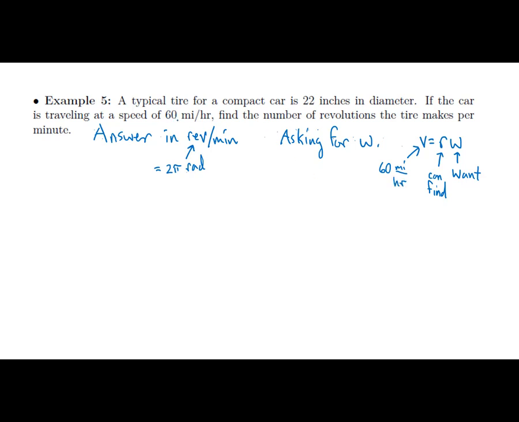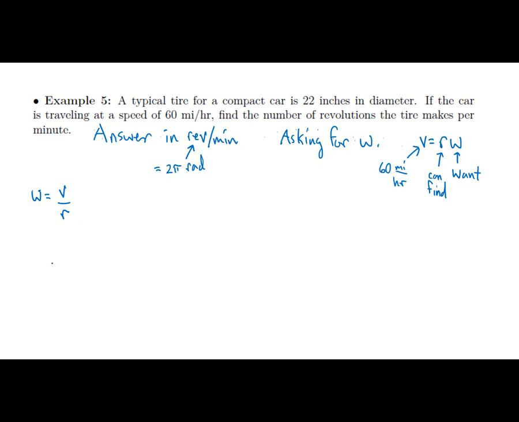So in other words, if we paint a little dot on the edge of our tire, then if the car travels 60 miles in 1 hour, that dot will form an arc length of 60 miles in 1 hour as well. All right, so we know V and we know R. So I can take this formula, manipulate it, and understand that what I'm going to use here is omega equals V over R.